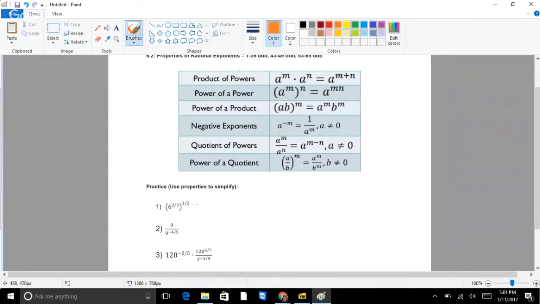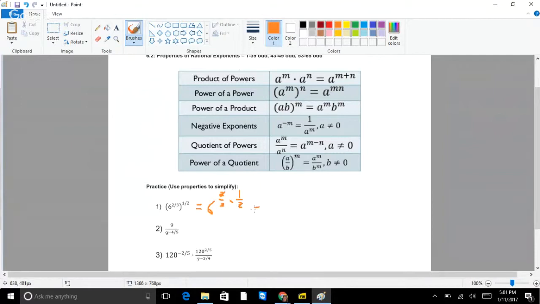So for this particular number 1, what we're going to want to do is 6 is our base. That stays the same. And we are going to have 2/3 times 1/2. Okay. And we need to multiply those together. It's a multiplication there. So 2/3 times 1/2.